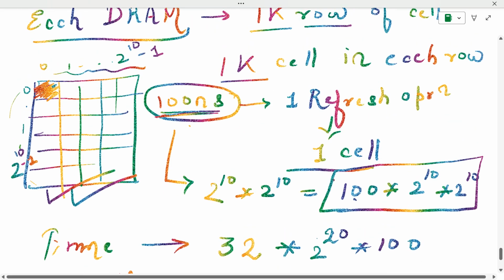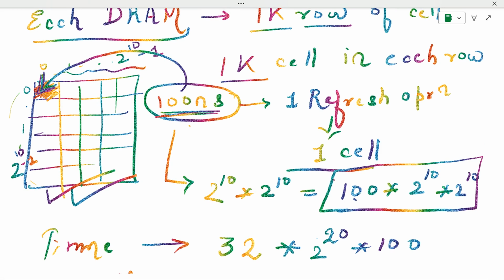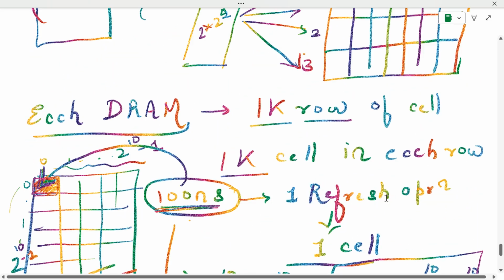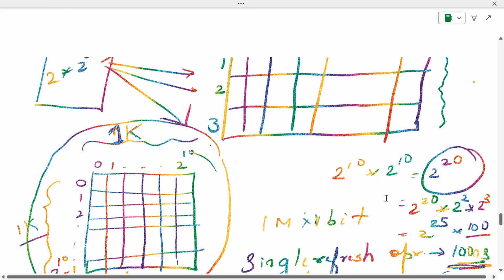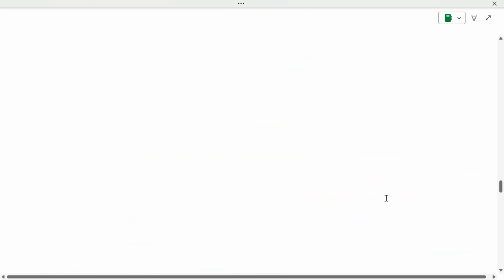This is assuming that this 100 nanosecond is the time required to perform the refresh operation for this cell. Okay, so in the question it was given as the time required for a single refresh operation. So that means it is assumed that for one cell the refresh operation time will be 100 nanosecond. Okay, so this is the solution for the previous question we talked about in the last video. And this is all about the memory organization.